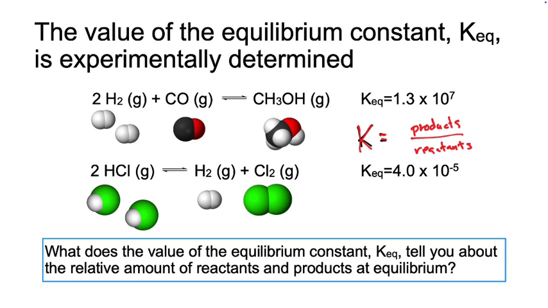Okay? Because if I am larger than 1, what does that mean? I must have more products than reactants. If I am smaller than 1, I must have more reactants than products. So when we're talking about this difference between large and small, it's all relative to the number 1. If you are smaller than 1, you're reactant favored. If you're larger than 1, you are product favored.